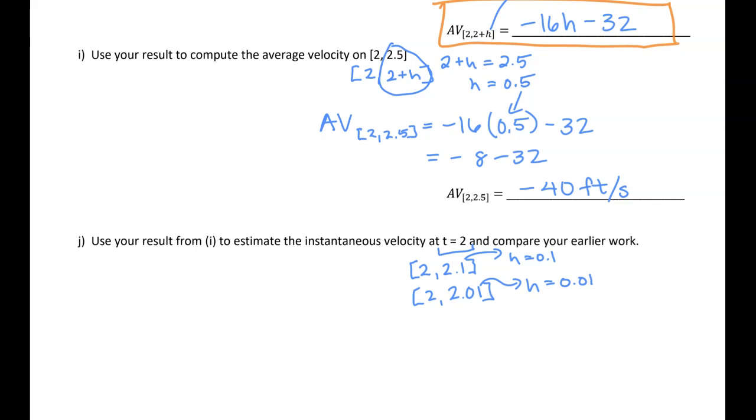And the idea would be the smaller we let that time interval get, that h value get, the better estimate of instantaneous velocity we will be getting. So really, in our average value formula, we want to let h get really, really close to 0. And in that formula, we can do that easily. So we can let h be 0 even. That's not always the case. Sometimes we have to be a little bit careful. But when h is 0, we're just getting negative 32 feet per second. So it appears that our instantaneous velocity at t equals 2 should be negative 32 feet per second.